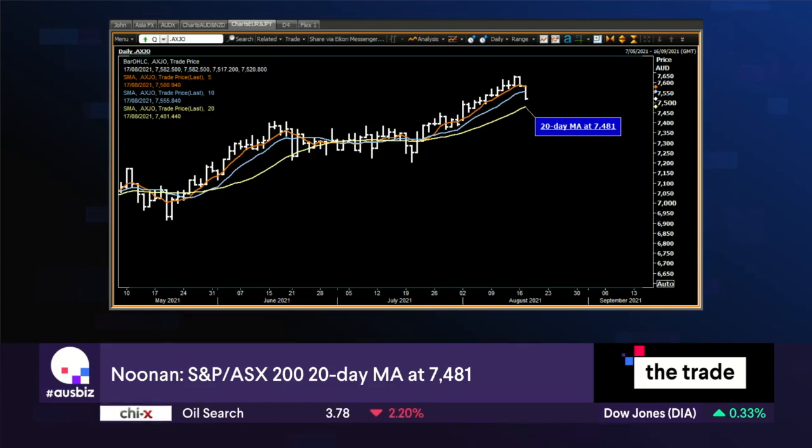Now, if you look back to June, we had a similar formation, where the 5 was above the 10, the 10 was above the 20. But when they crossed and the price fell below the 20-day moving average, we just went sideways. We had corrective sideways trading pretty much for the whole month of July. I suspect we're going to see that again.